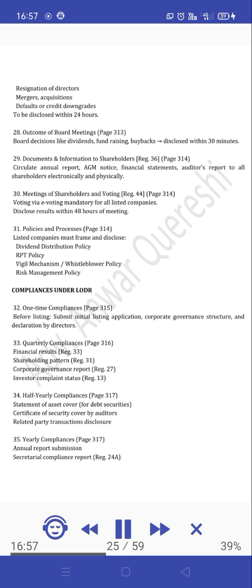31. Policies and processes, page 314. Listed companies must frame and disclose: dividend distribution policy, RPT policy, vigil mechanism or whistleblower policy, and risk management policy.